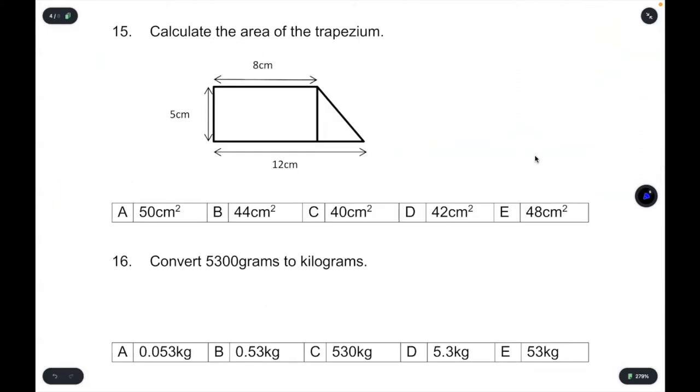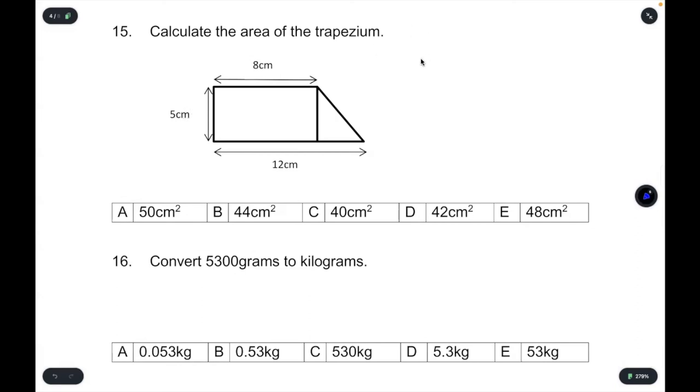15, calculate the area of the trapezium. First of all, we can think, what's the formula for the area of a trapezium? It is the average of the two parallel side lengths, which means that we add these two together and divide by two. Then we multiply that by the perpendicular height, in this case 5. So if we take the halfway point in 8 and 12, then it's 10. 10 times 5 gives us 50.